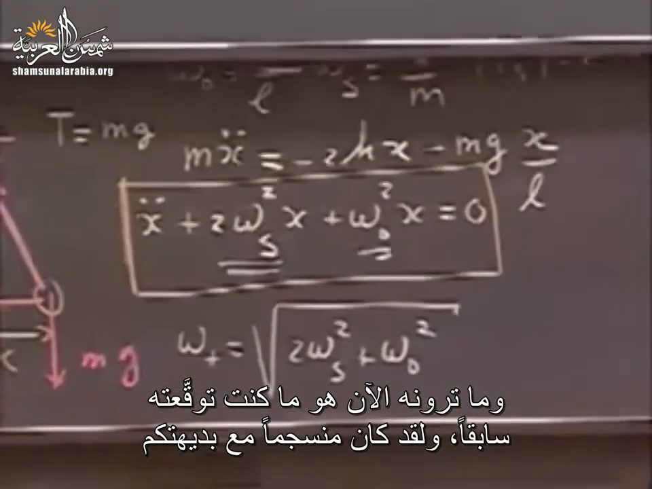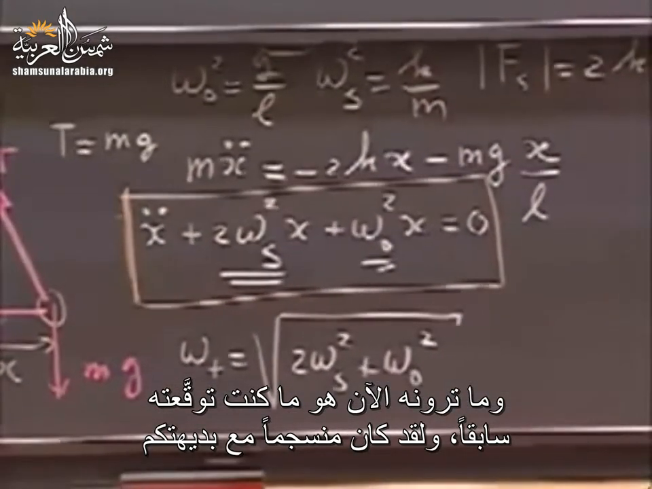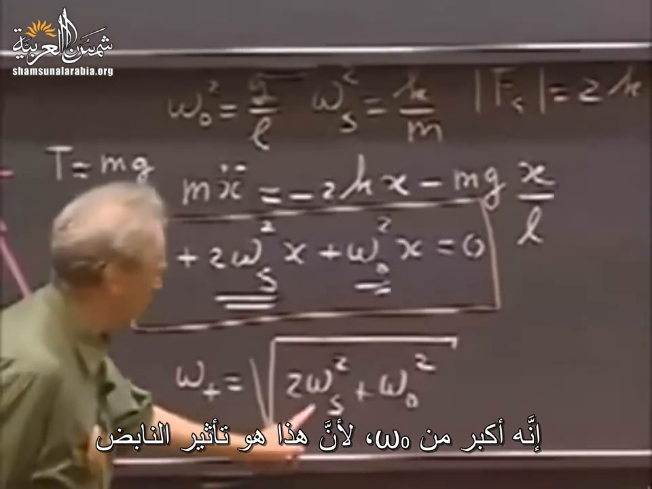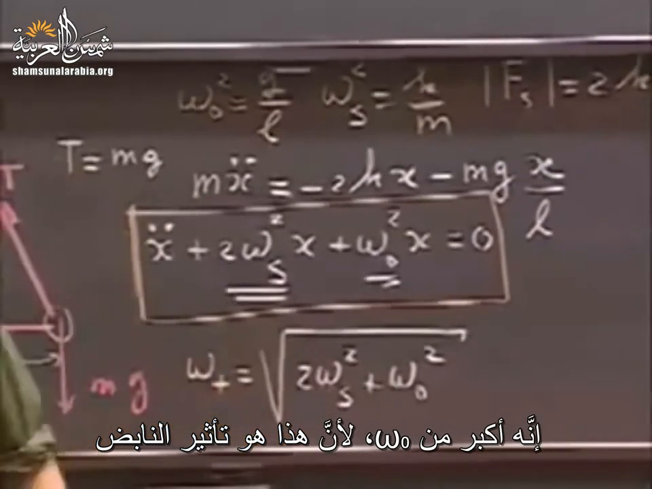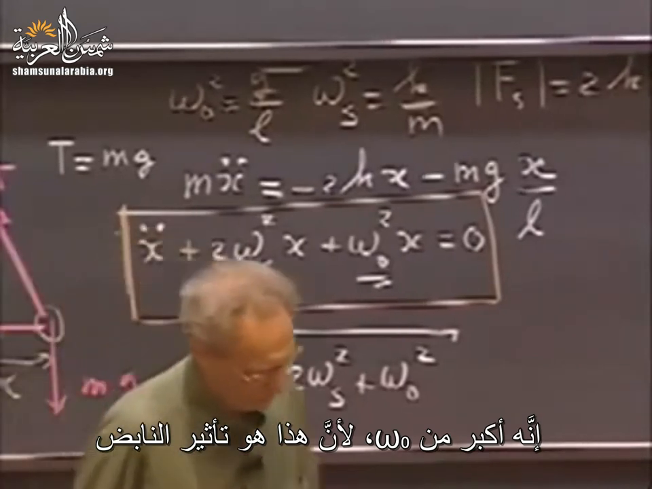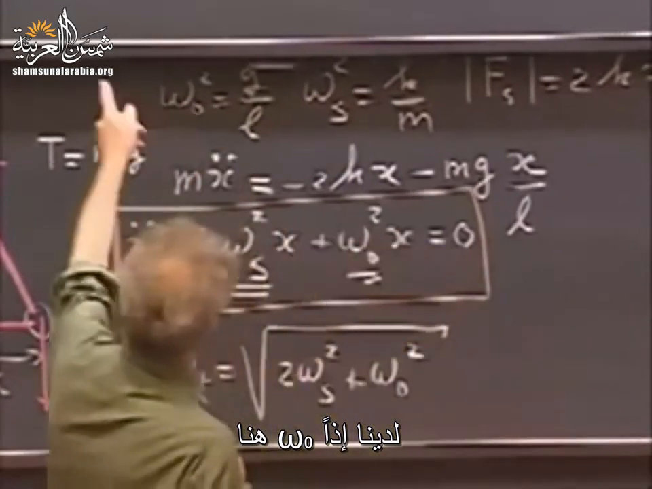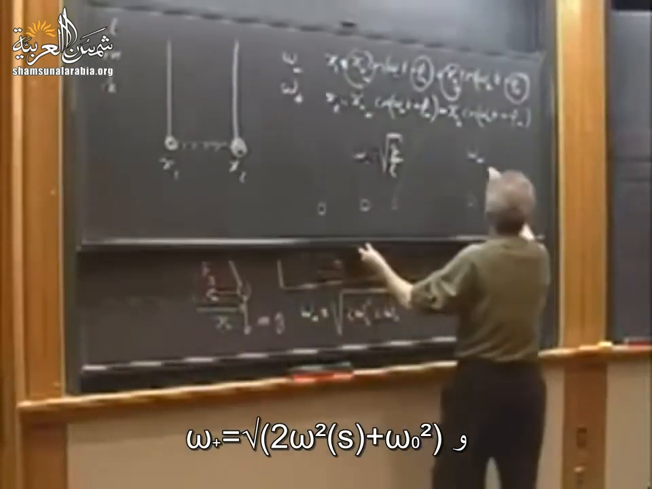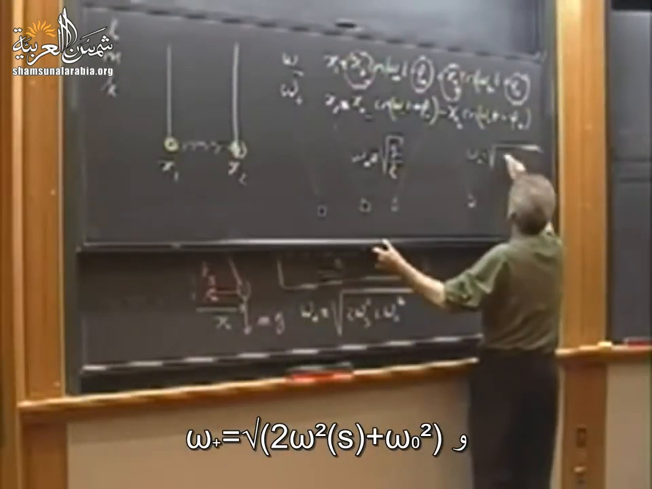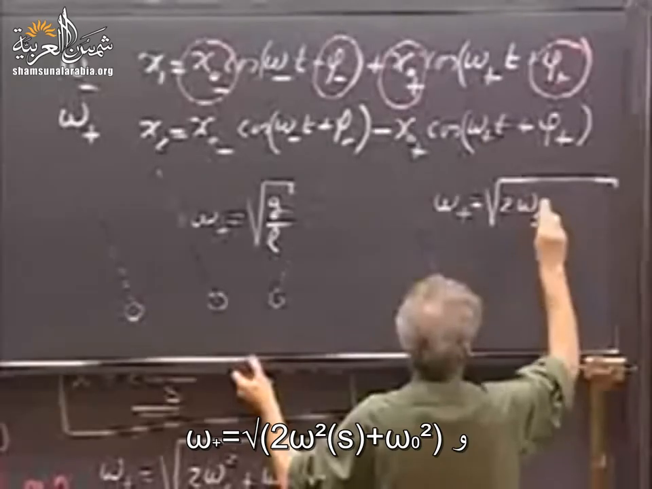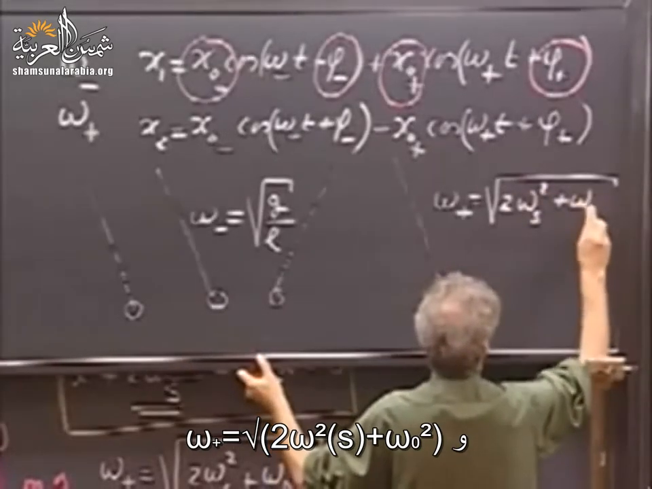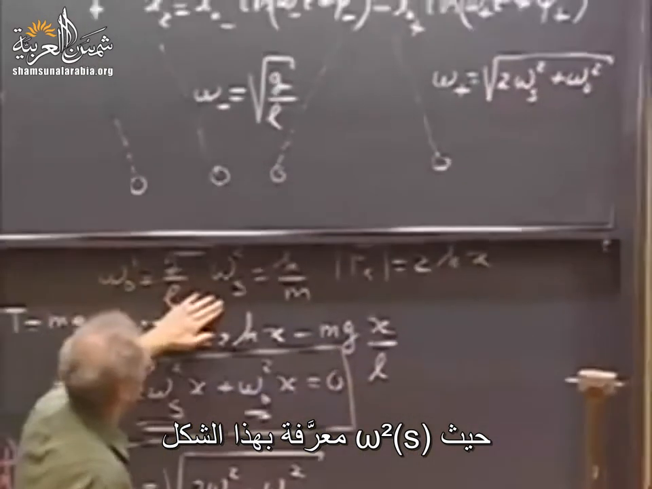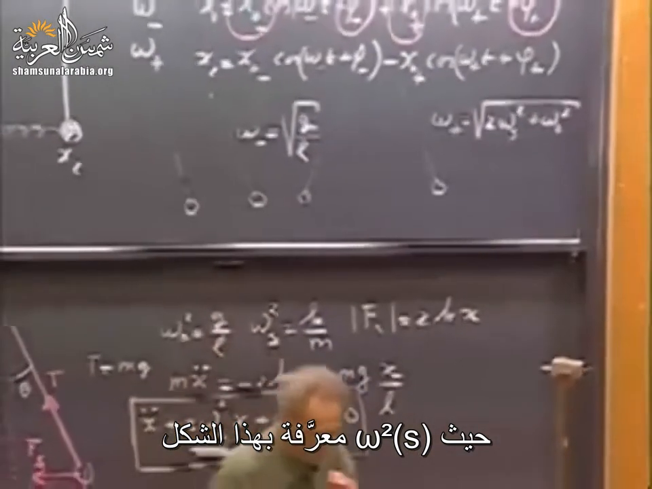And what you see is something that I already anticipated, which was consistent with your intuition. It is larger than omega 0, because this is the effect of the spring. And so omega 0 is the one here, and omega plus now is the square root of 2 omega s squared plus omega 0 squared. And omega s squared is defined this way.